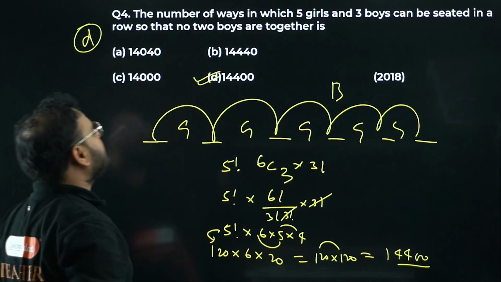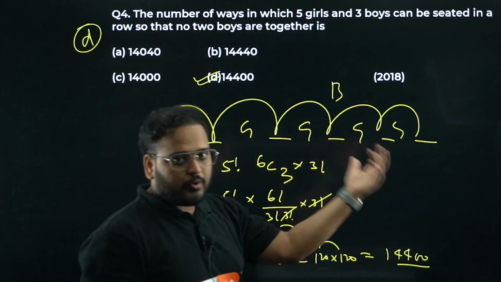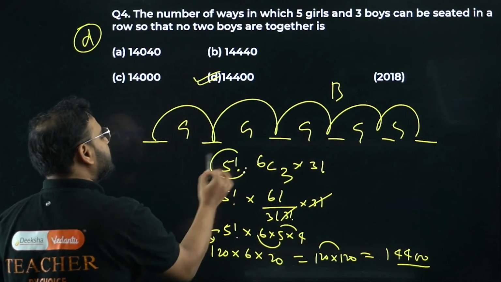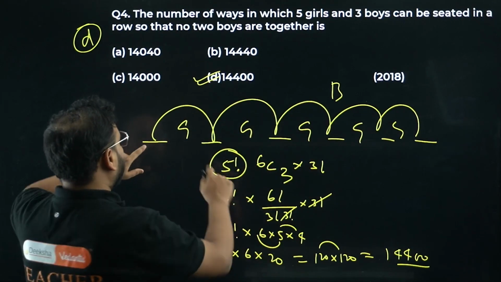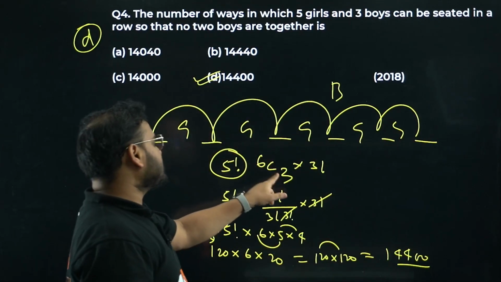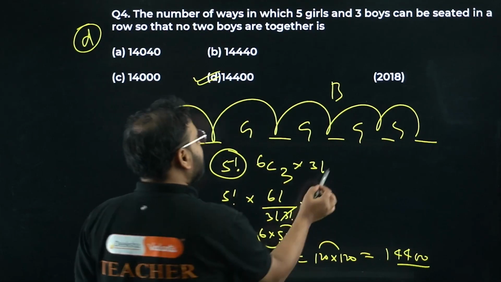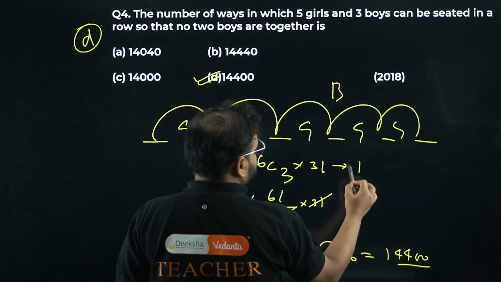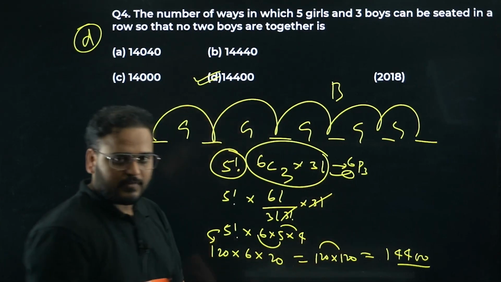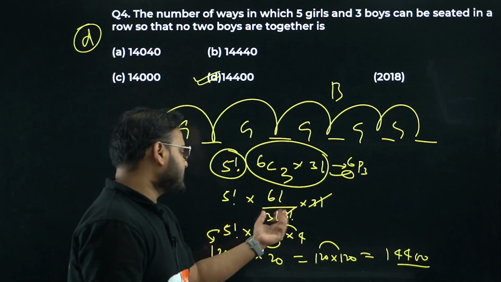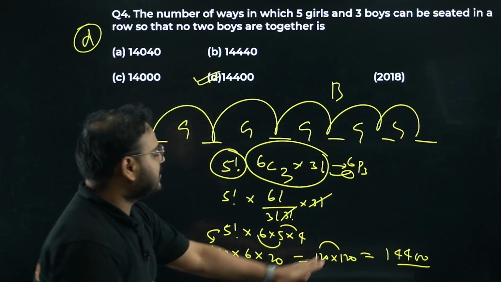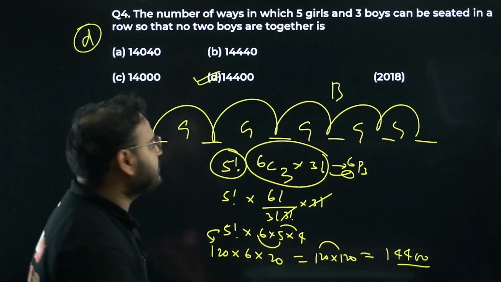Again, if you want me to repeat, I had 5 girls to make them sit in 5 different places. I have number of ways as 5 factorial. Out of 6 places that I have for boys, 1, 2, 3, 4, 5, 6, I have to make only 3 boys sit in there. So that's why 6C3 into 3 factorial. You can write this whole thing as 6P3 also, the same thing. Your choice. And then simplify this. The rest is calculation. You know all of this calculation in terms of factorials, and get the result as 14400. Very simple. Fourth is done.